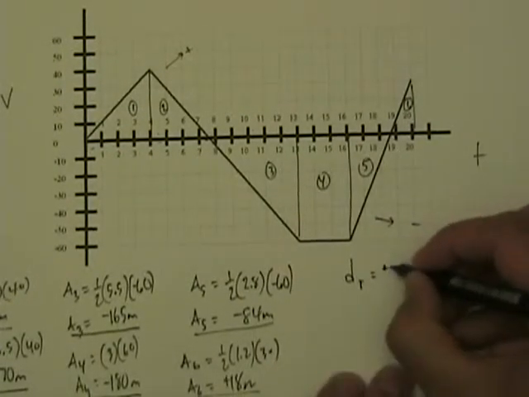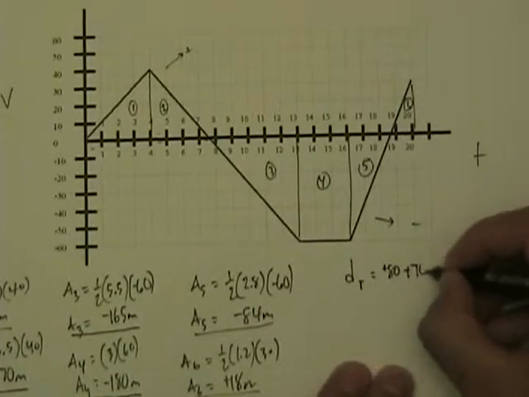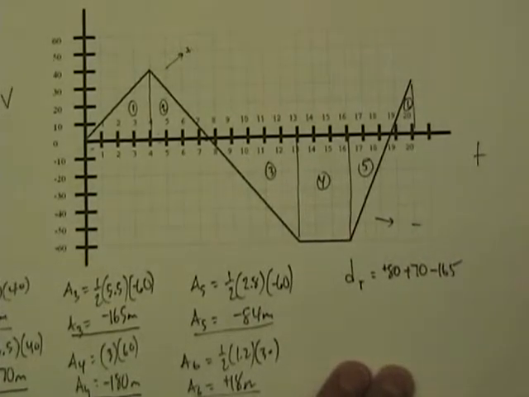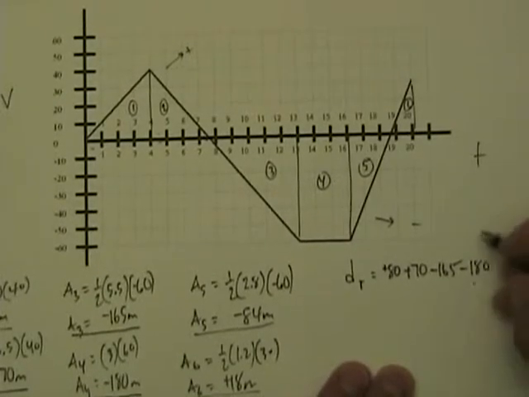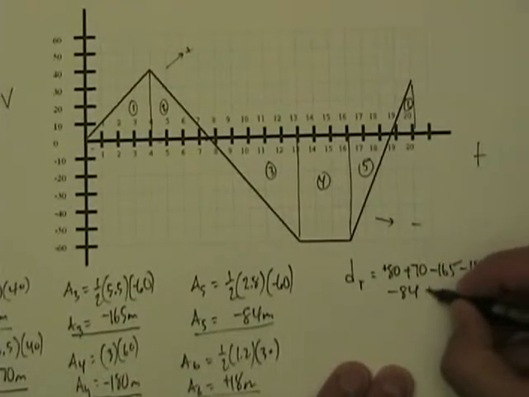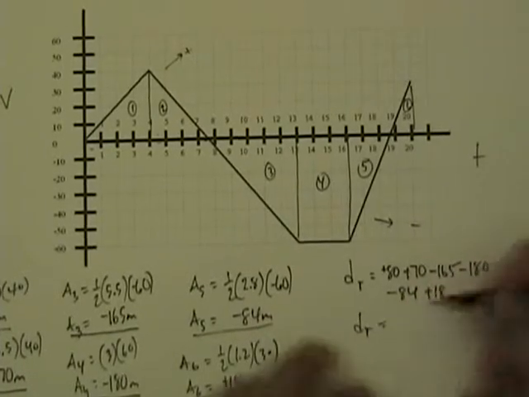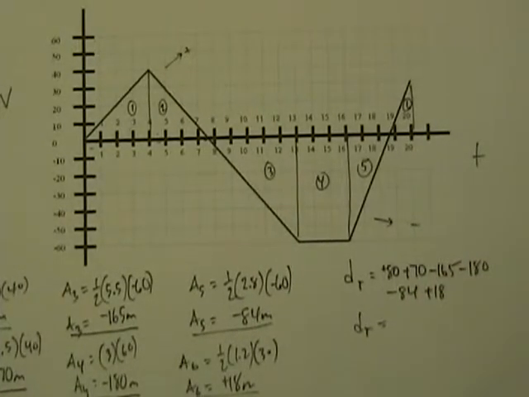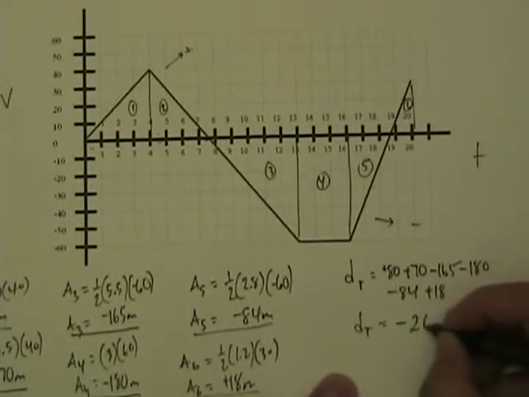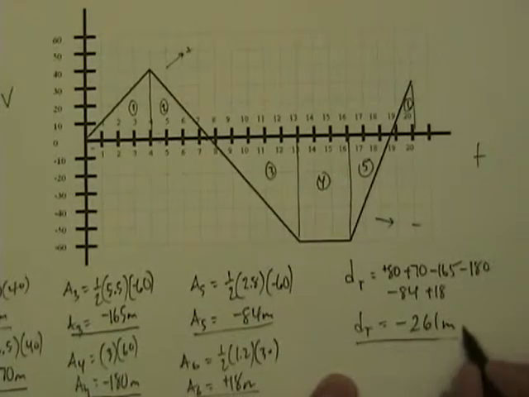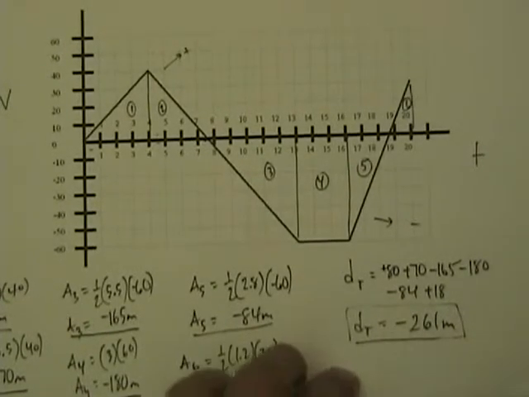Okay, total displacement. Add them up, keeping the direction in mind. It's 80 plus 70 minus 165 minus 180 minus 84 plus 18. Now if I did that all right, you get minus 261 meters is your total displacement, and that is the answer for E.